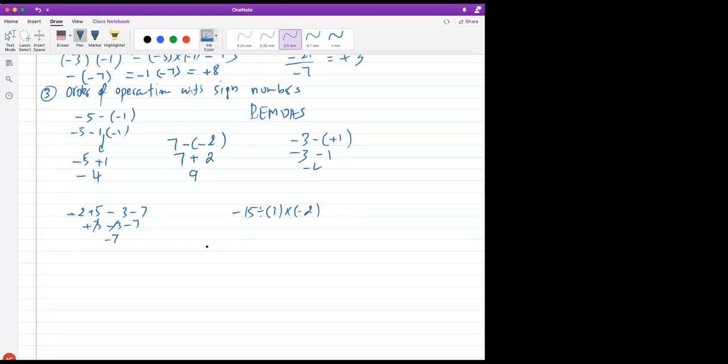Here's another one here. Again, try to identify the operations. Decide which one to do first. So what do we do first here? We do division. Division, that's right.